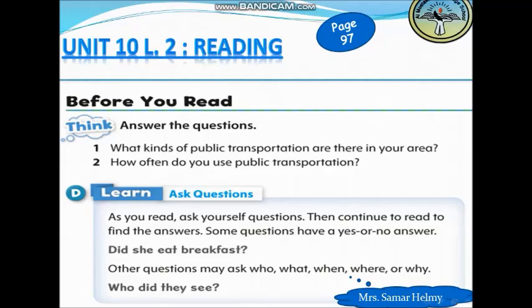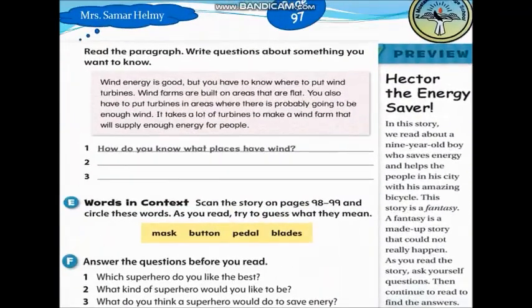Okay, now let's move to the following part. Read the paragraph, write questions about something you want to know. Okay, now we will read this paragraph and elicit some questions about something you want to know. We have 1 minute to silently read this, and then I will read it once, and then I want you to write questions about something you want to know.